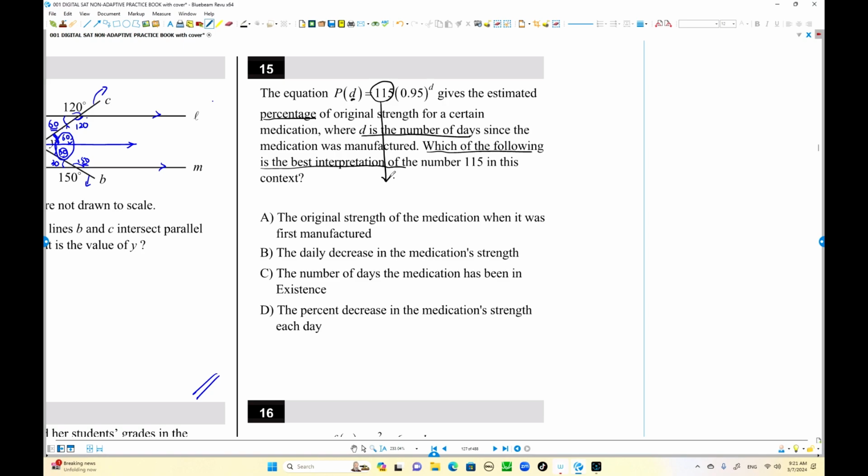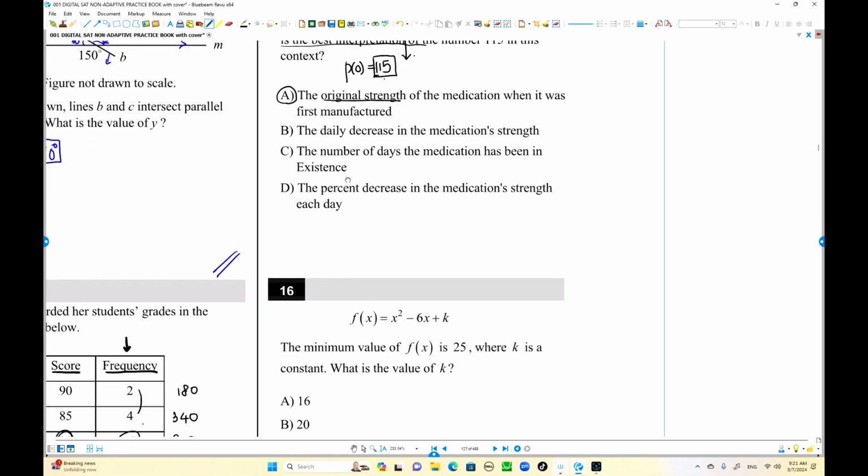That is initial, right? When D equals 0, P of 0 equals 115. That means that is the initial value. So which of the following options represents the initial? This one, right? Original. That is the initial value, okay? Choice A is the answer.